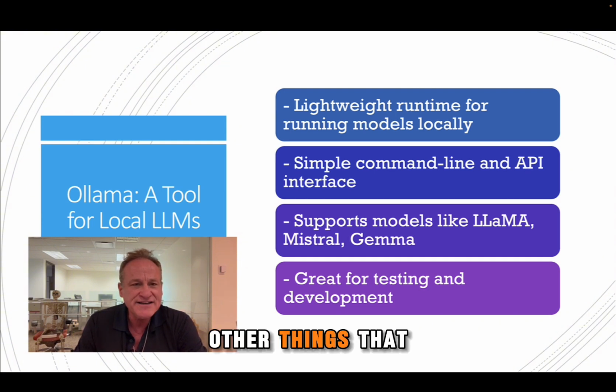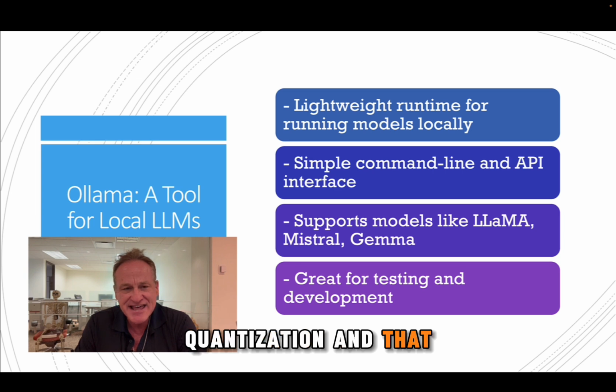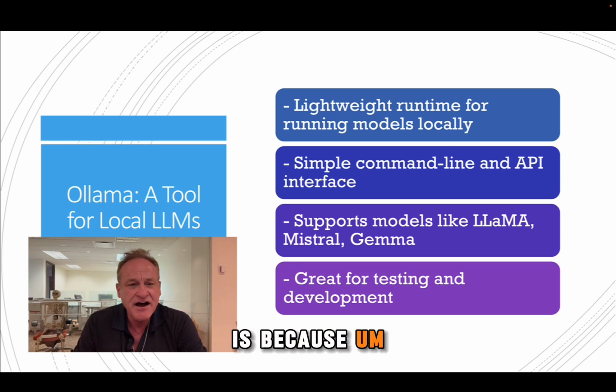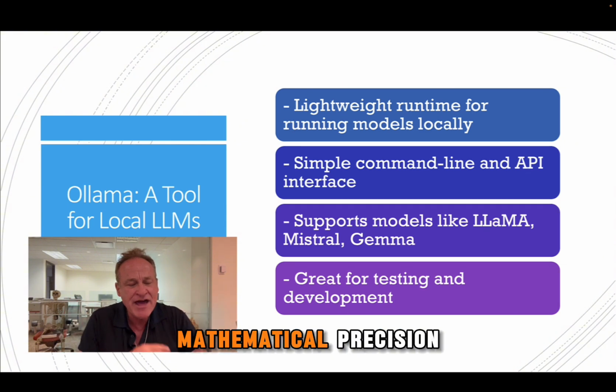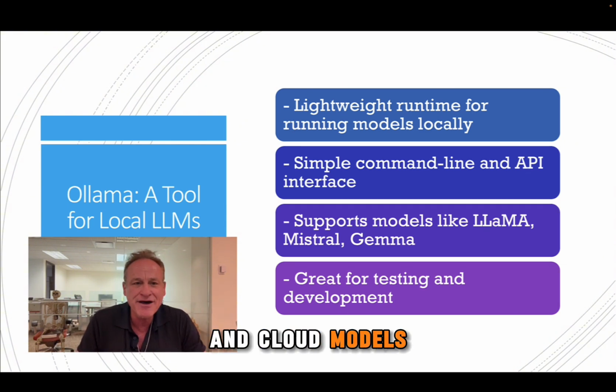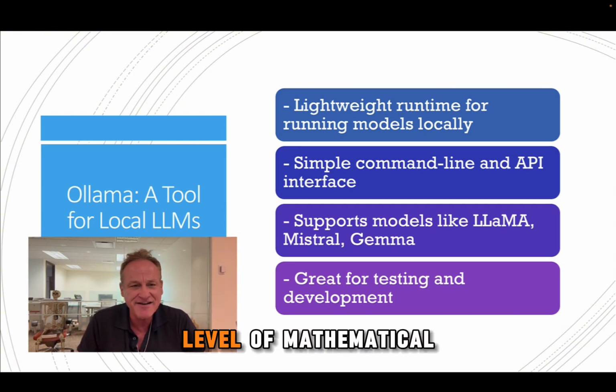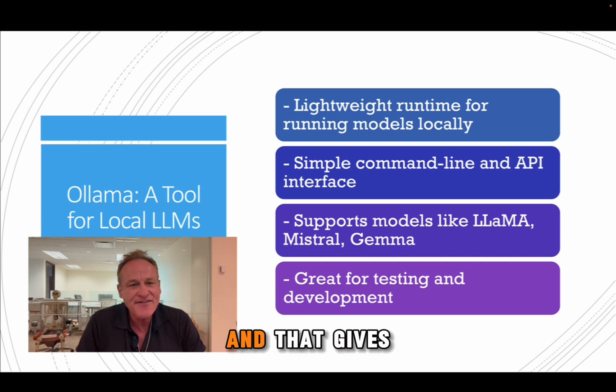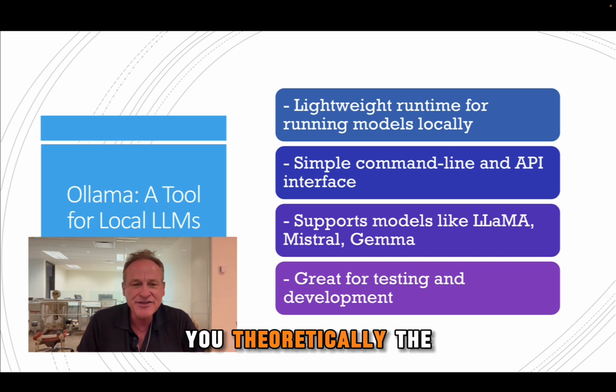Now, one of the other things that you need to look at is something called quantization, and that is because full quantization means it's the highest level of mathematical precision, and cloud models are always running at the highest level of mathematical precision, and that gives you theoretically the best results and the most nuance.